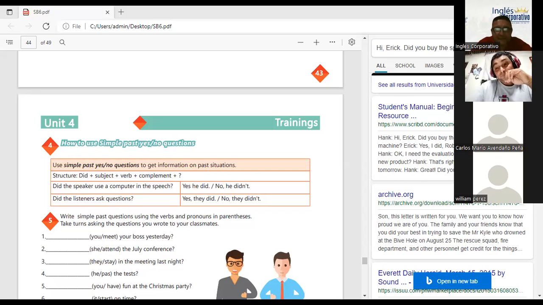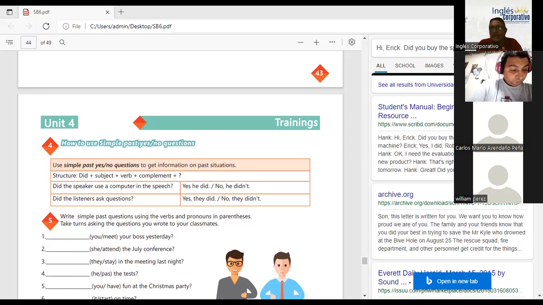Aquí les van otros ejemplos. Did the mechanic fix the car? Did the supervisor send the report? Send, va con N, no con M. Did the supervisor send the report? Mm-hmm. So, ¿y el mecánico arregló el carro? Did the mechanic fix the car? Did the supervisor send the report? ¿El supervisor envió el reporte?